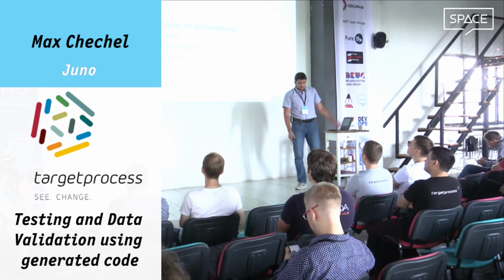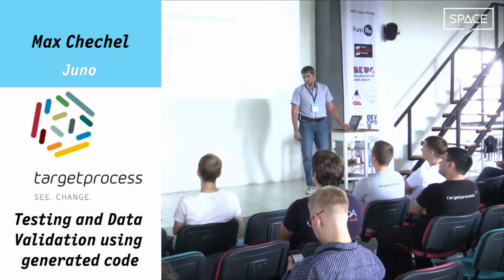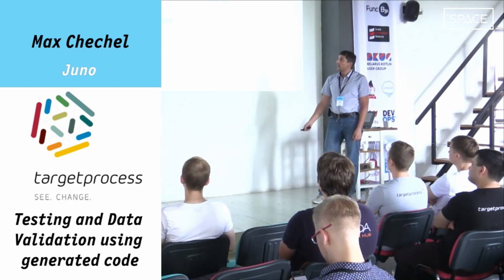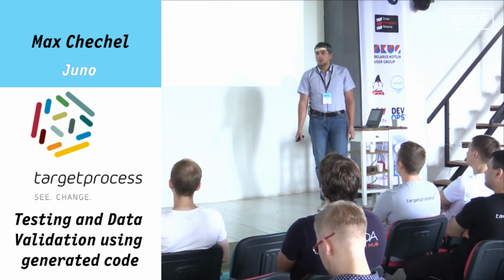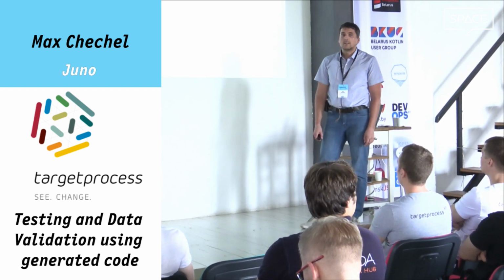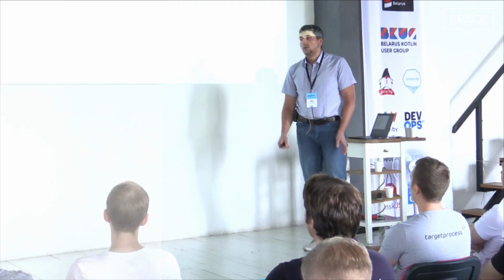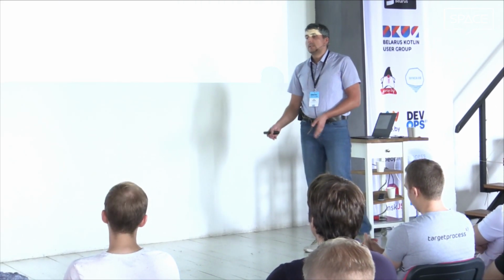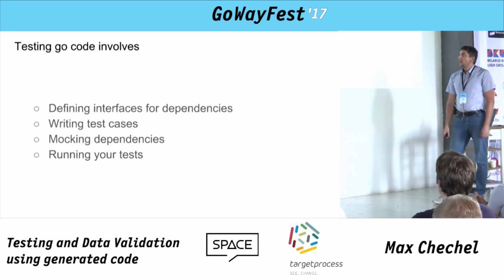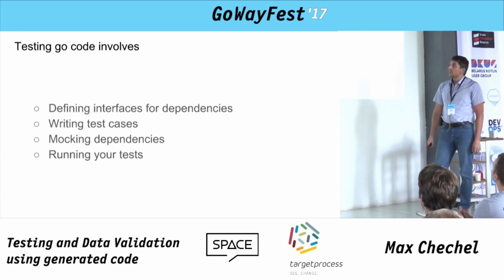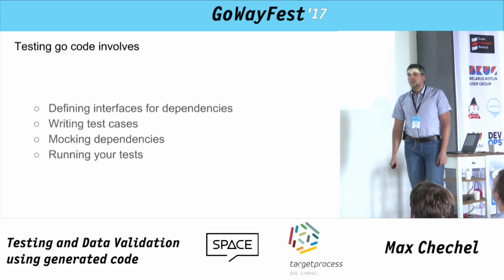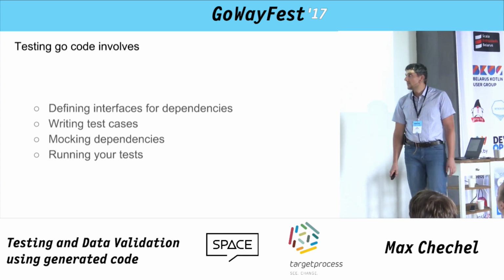And as Mike was telling you in his presentation, typically to write testable code, you have to define your dependencies via interfaces, just in order to be able to mock them, to swap them with some local implementation of the dependency. And then you have to write your tests, mock your dependencies, and finally run your tests and see the result.